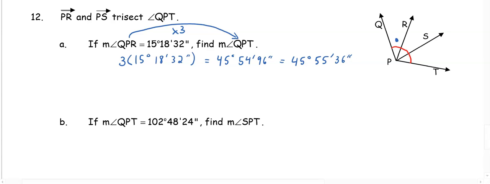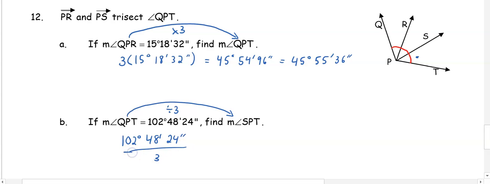In B, we have QPT, and we want to find SPT. So this time, we know the whole angle, and we want to get to a smaller angle. So this time, we are going to divide by 3. So we're going to take 102 degrees, 48 minutes, and 24 seconds, and we're going to divide each of those by 3. So when we do that, 102 divided by 3 is 34 degrees, 48 divided by 3 is 16 minutes, and 24 divided by 3 is 8 seconds.